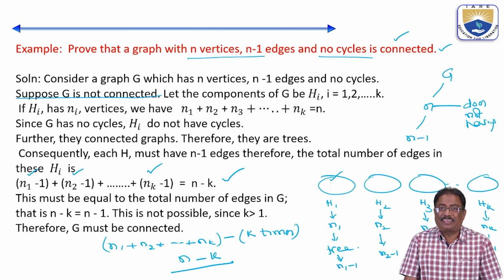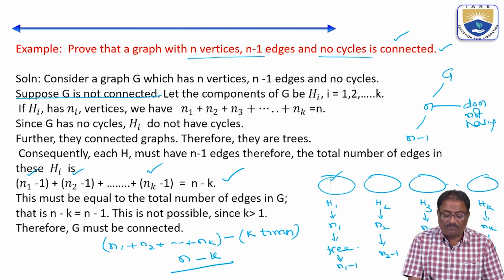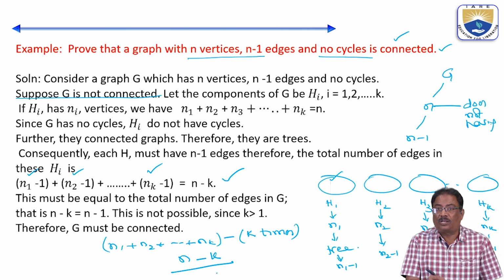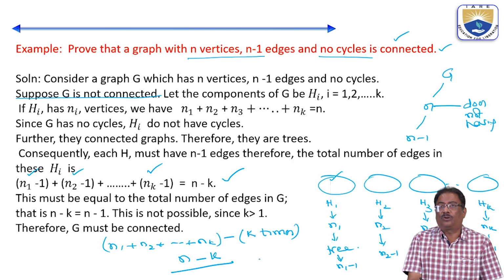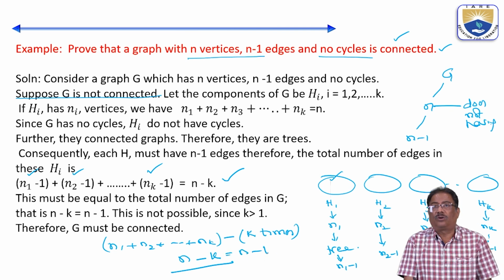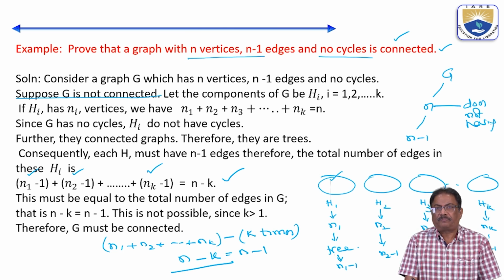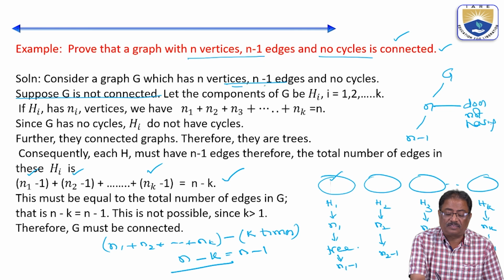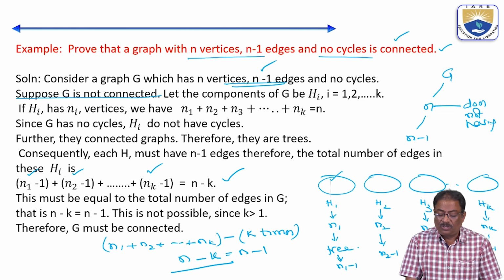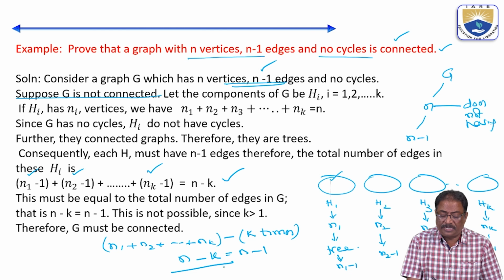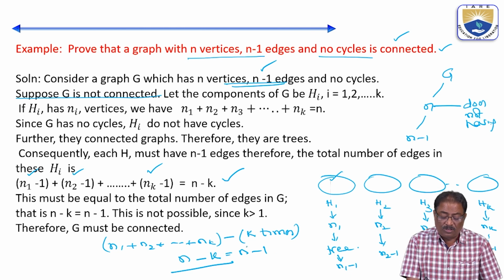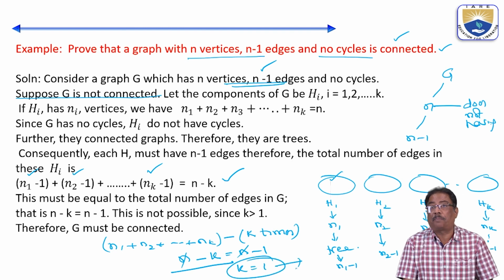So the graph has N minus K edges, which should equal the total number of edges. What is the total number of edges? It is N minus 1. I am assuming the graph has n vertices and n minus 1 edges. This is the assumption made. So the total number of edges we get is N minus K, which equals N minus 1. This implies K equals 1, where K is the number of components.